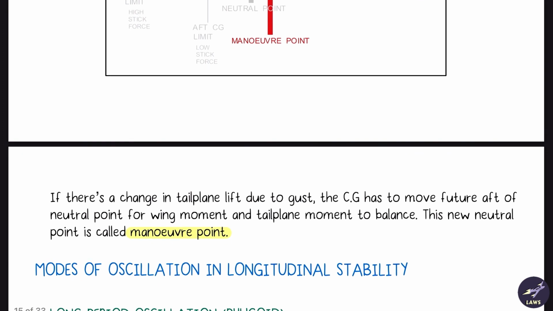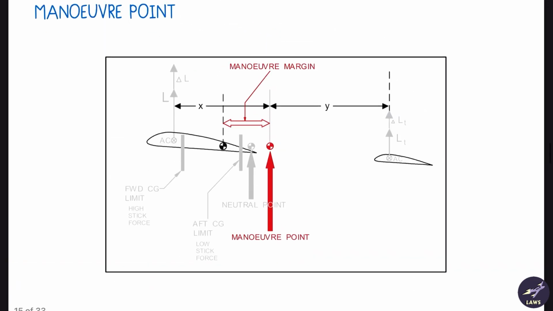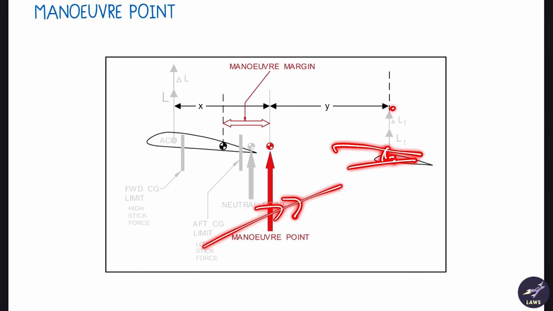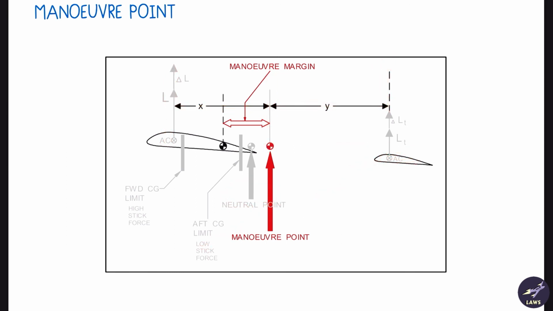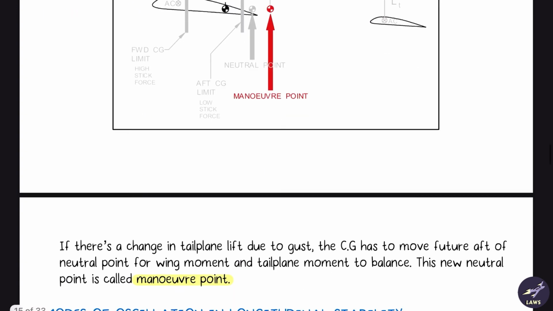If there is a change in tailplane lift due to a gust, there will be a greater change in the angle of attack at the tailplane due to longitudinal dihedral. So there will be a greater change in lift here, and the stabilizing moment will increase. To balance it, the neutral point will have to move further aft. This new neutral point, where the stabilizing moment and destabilizing moment are the same, is known as the Manoeuvre Point. This is taken into consideration when you have a gust coming from below.